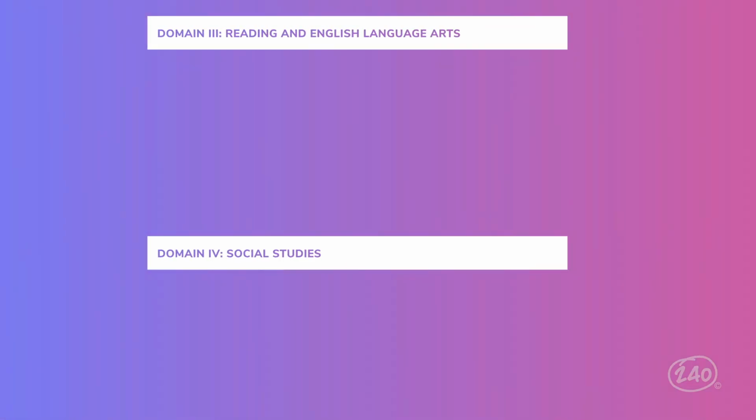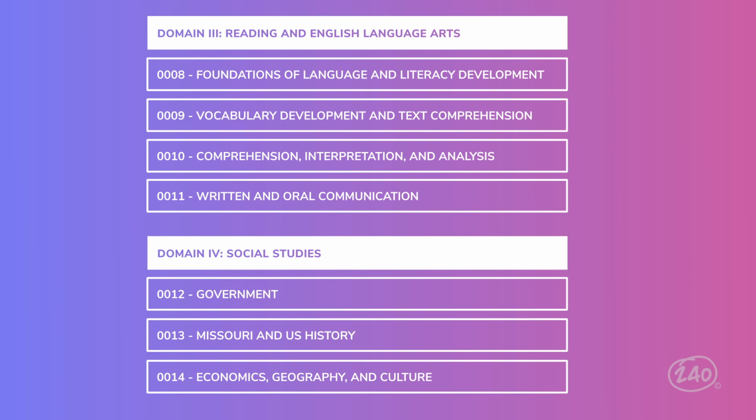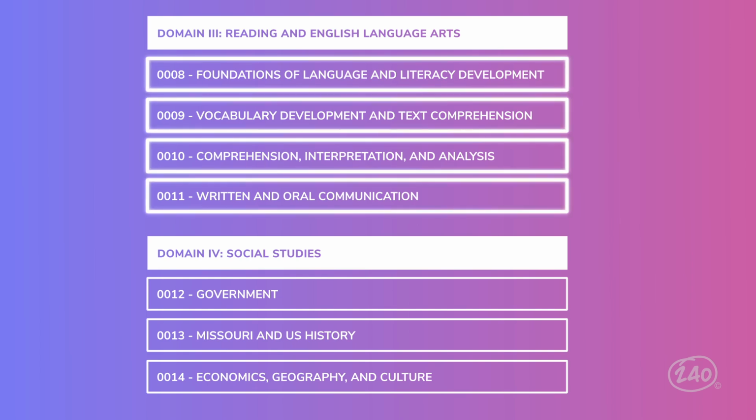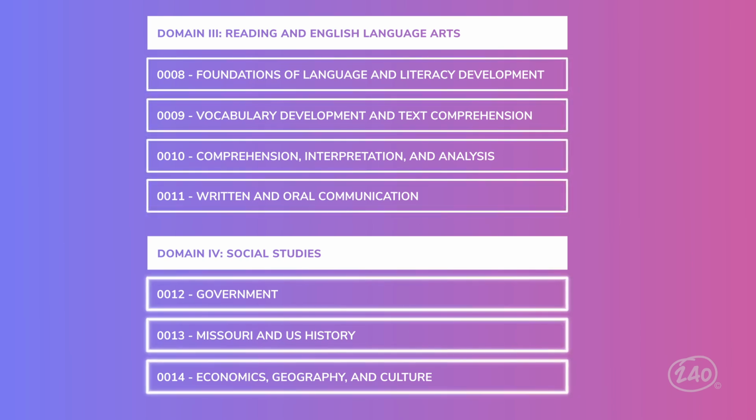Let's get to it. Again, the Mega Elementary Education Multi-Subject Subtest 2 is made up of two domains: Reading and English Language Arts and Social Studies. Reading and English Language Arts makes up a larger portion of the test at 60%, and Social Studies makes up 40%. Each of these two domains has competencies under it that provide more information about the questions you'll be asked.